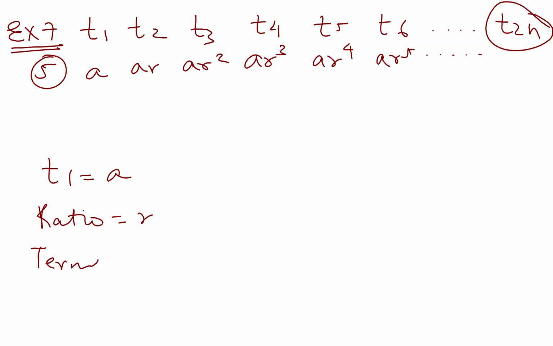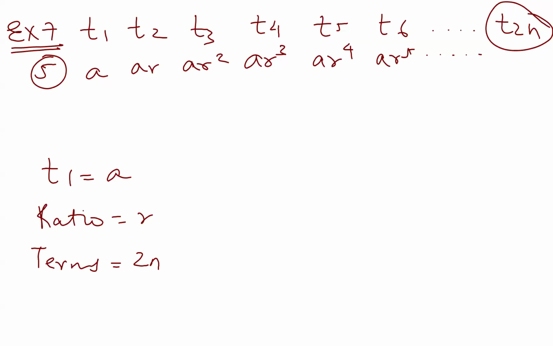But then the number of terms. How many terms are there in this particular GP? Is it n terms or 2n terms? Will you reply? It's 2n terms. Okay. Please concentrate, please focus, otherwise you'll not understand this. There are 2n terms because even number of terms are there.